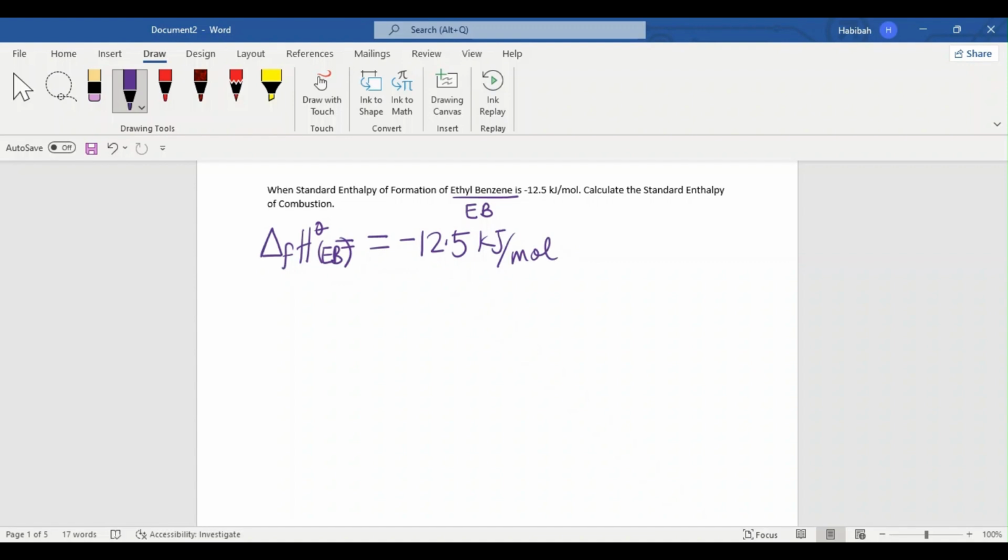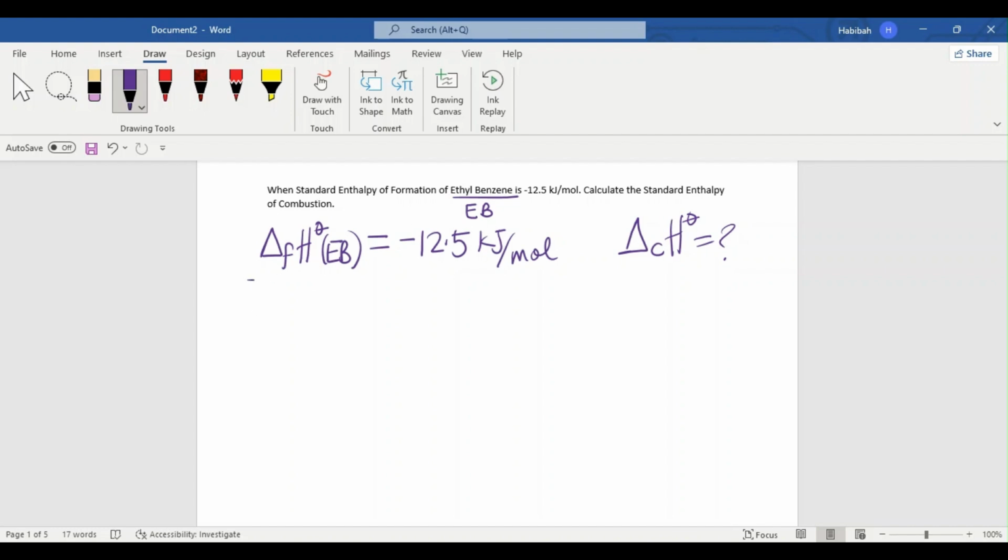Now we're asked to calculate the standard enthalpy of combustion. One thing you have to note is that a combustion reaction is a reaction that occurs whenever a molecule is reacted with oxygen. This was taught to you in your Gen Chem classes, and now you're going to apply that information to this PChem course.